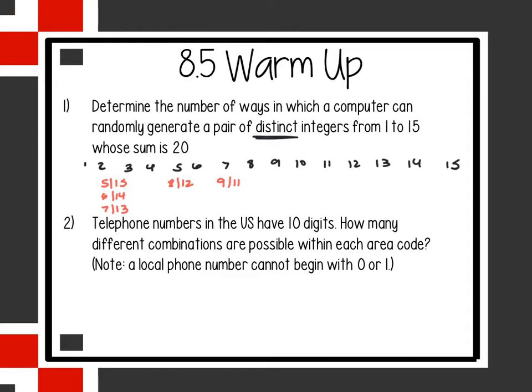So these are pairs. This is not pulling a number out and then pulling another number out, which is different from that first example that we did. Why we said 5 and 15 and 15 and 5 would be different. That's not the case here, right? So if we just count these up, there are how many ways? 5. There's 5 ways.